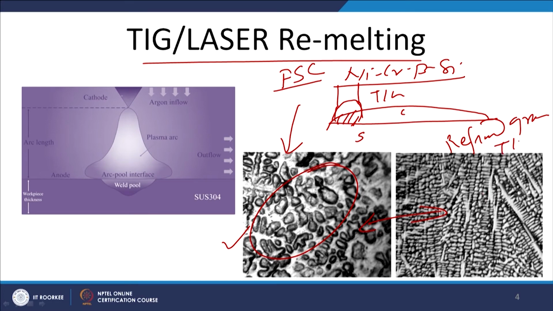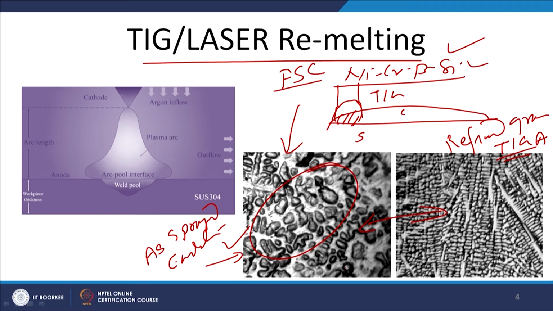So, this structure corresponds to the flame spray coating of the nickel, chromium, boron, silicon material subjected to TIG arc remelting, while this is simply the flame spray coating in the as-sprayed condition. So, just after the flame spraying of this material, this is the structure, and when it is subjected to remelting using TIG, we get the very refined grain structure.